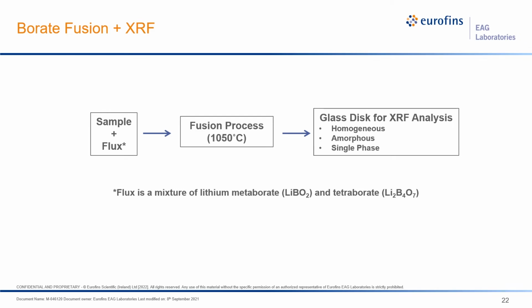The borate fusion process involves mixing a small amount of analyte material with a flux, most commonly a mixture of lithium metaborate and tetraborate. The ratio of the two can be varied to best dissolve the specific analyte material. The mixture is placed in a platinum crucible and heated to over 1,000 degrees centigrade while swirling to mix and dissolve. The melted material is then poured into a platinum mold and cooled to form the glass disc. The finished sample is ideal for XRF, with all components of the analyte compound distributed homogeneously as simple oxides in an amorphous single-phase glass disc.